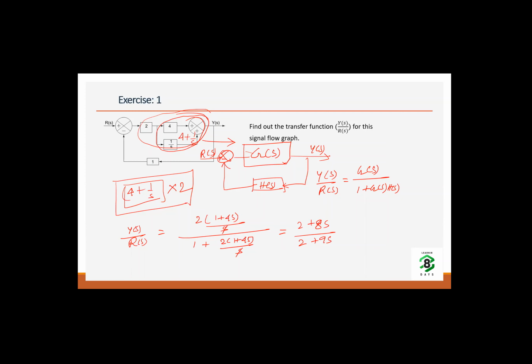Okay, very simple. Whatever your complex block diagram is, you can use the conversion rules and convert it into the simplest form. Even if you don't remember this final formula, you can derive it from this. Very simple. You have to understand the conversion rules, convert it to the final simplest form, and write the transfer function formula.